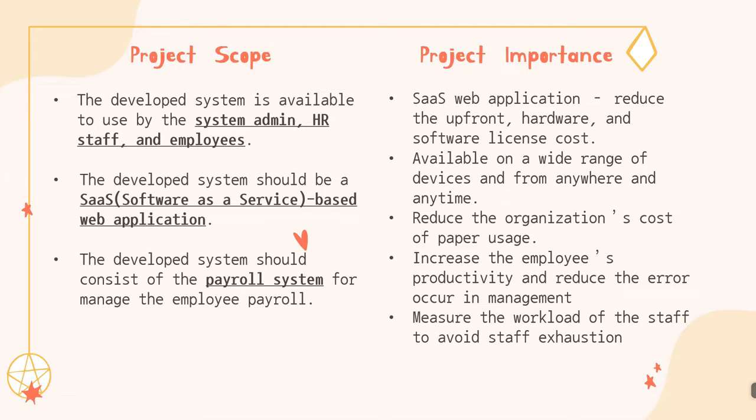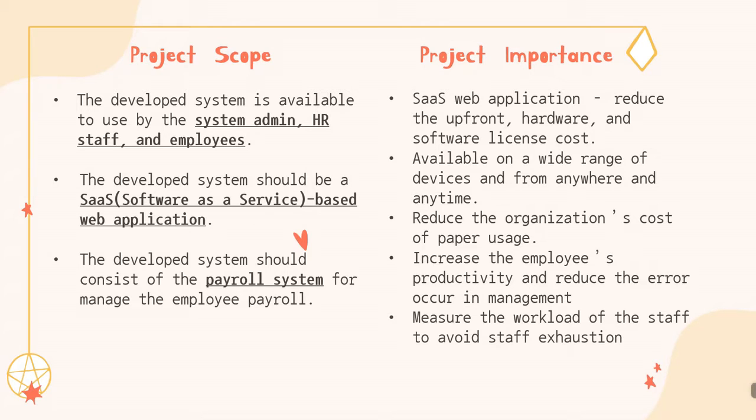Now, we look at the project scope. This project is available for all the system admin, HR staff, and all the employees that work in the CNET company. Besides, this application will be developed as a SaaS web application that allows the employees in the company to use it anywhere and anytime without interruptions. The last one is that this application will include the payroll system. Thus, the organization is able to manage the employee payroll in the same application.